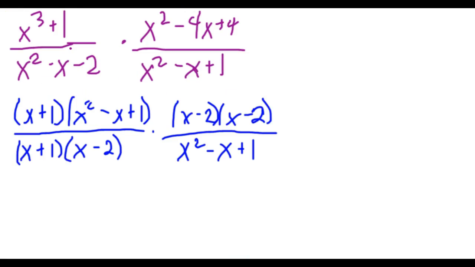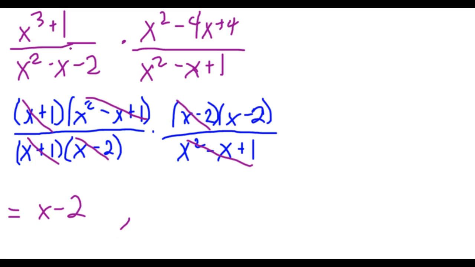When you're done factoring, you should get something that looks similar to this. Again, you should see many things in the numerator and denominator that are going to cancel out. For instance, we have factors of x plus 1 and x plus 1 that cancel out. We have a factor of x minus 2 and x minus 2 that cancels out. A factor of x squared minus x plus 1 and a factor of x squared minus x plus 1. So when we simplify and cancel out all of those like factors in the numerator and denominator, all we are left with is x minus 2.